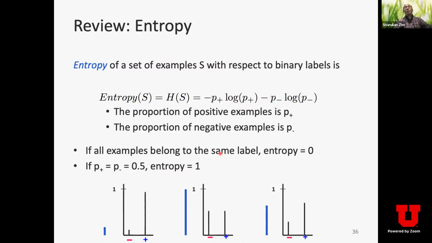So the extreme case will be, okay, I know that p positive or p negative is 1, meaning all the examples are either positive or negative. Then you have the least uncertainty about your labels. Okay. Does it make sense? That's how this entropy is defined. This measures your uncertainty about the labels in the data set.